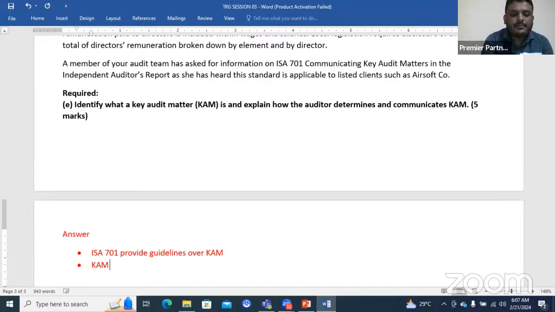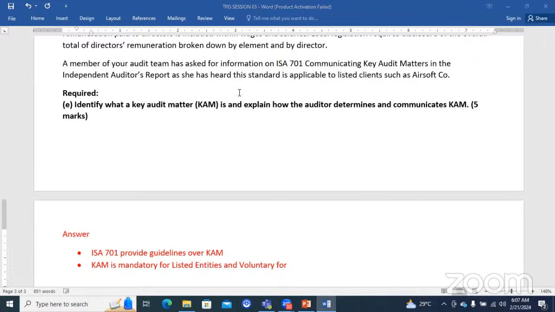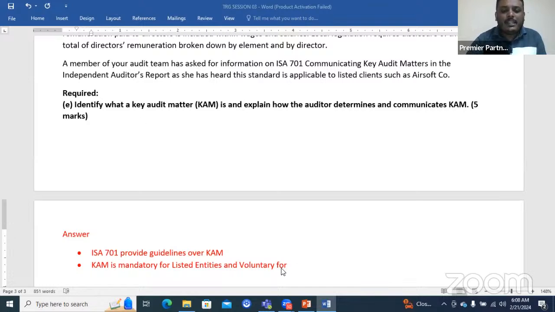Key audit matters is mandatory for listed entities and voluntary for non-listed entities. So it is mandatory for the listed entities and obviously voluntary for non-listed entities. Don't think that non-listed entities are not using the key audit matters paragraph. Based on their discretion they can include it, but it is not mandated.